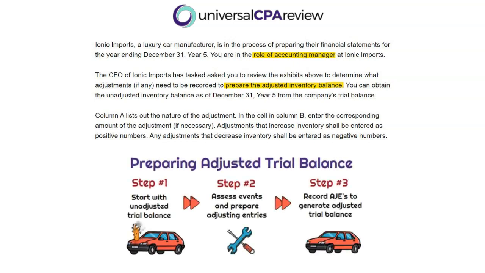Right? If we remember from adjusting journal entries, well, we can get the unadjusted inventory balance from the company's trial balance. But then, as part of the close process, the company needs to understand any transactions or events that may result in adjustments to inventory, right? Those are adjusting journal entries. And once we factor those in, then we have the adjusted trial balance, which is then included in the final financial statements, right? So we're going to focus on reviewing those exhibits and determining if we need to record any adjusting journal entries to inventory.